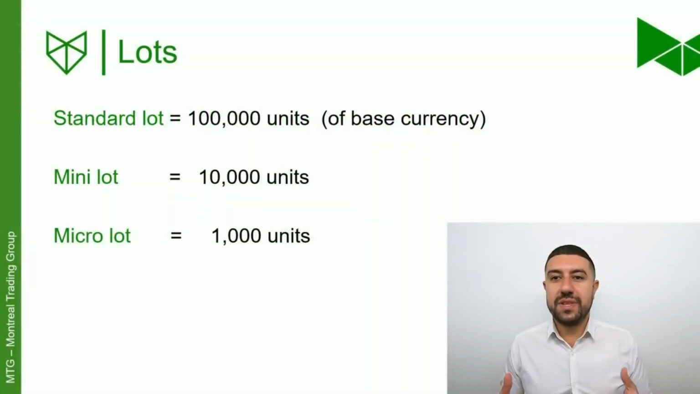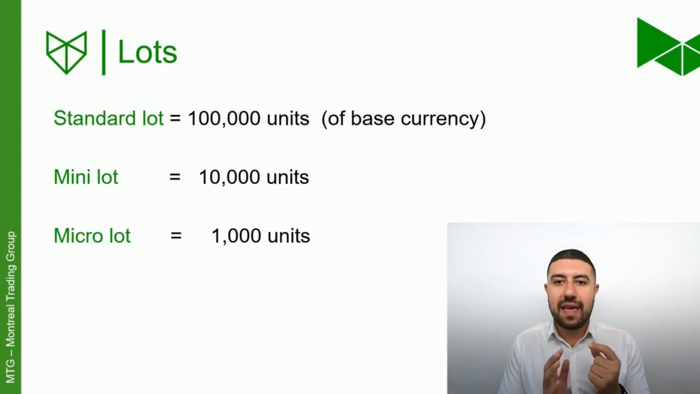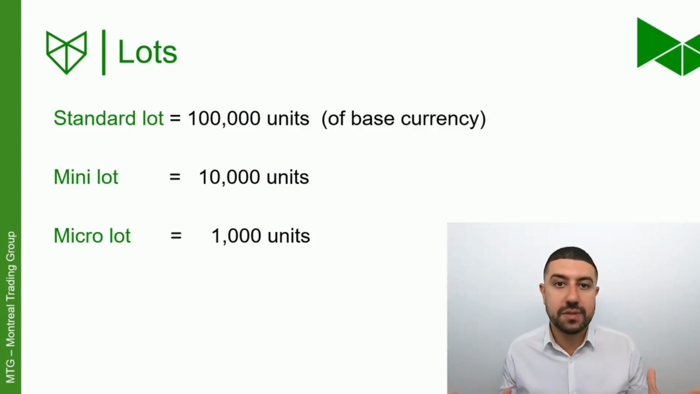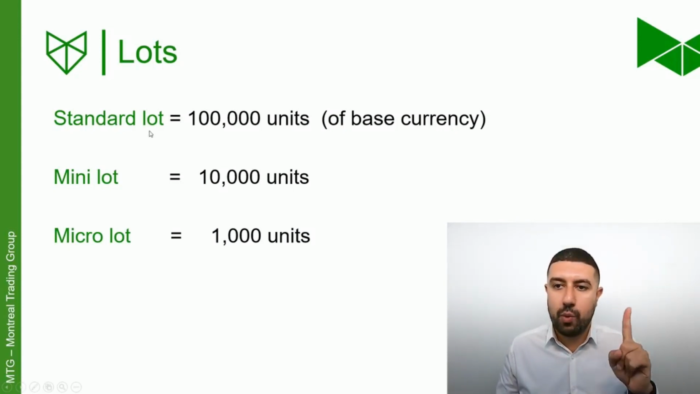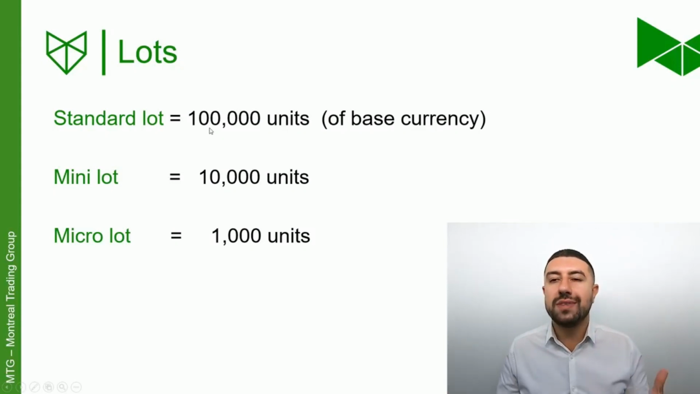Next word to get familiar with is lots. So a lot is the standard measure of units, okay, when you're trading currencies. And a lot, which is a standard lot, okay? But whenever we're talking about a lot, we're talking about the standard lots. A standard lot, so when you're buying one lot, you're buying 100,000 units of the base currency.